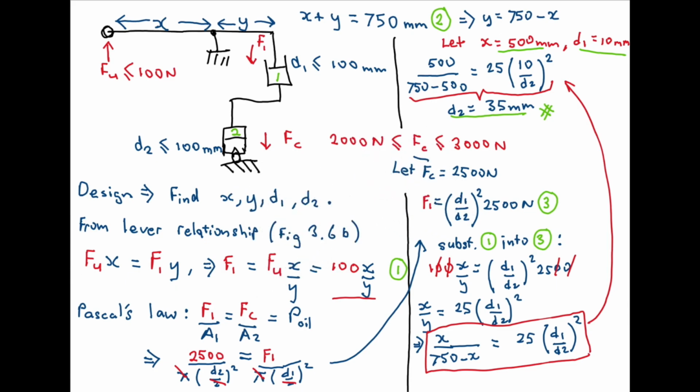So there are many other choices of X and therefore Y, and also D1 and D2. So the idea is just X should be bigger than Y and D1 should be smaller than D2, so that some amplification will happen two times, Fu to F1, and then from F1 to Fc.